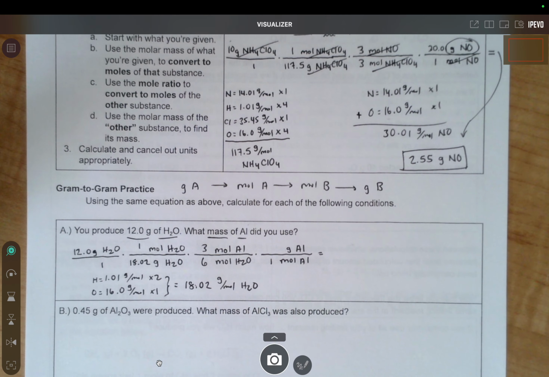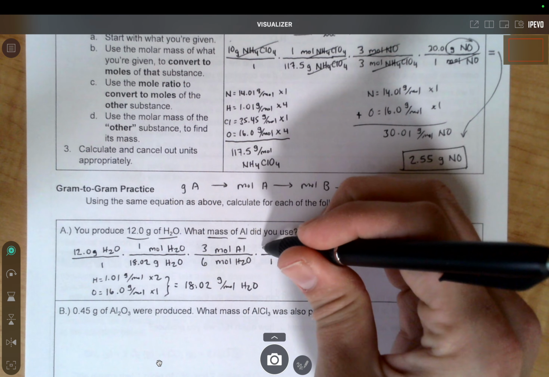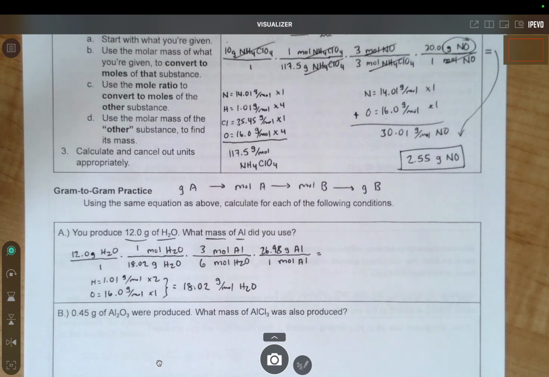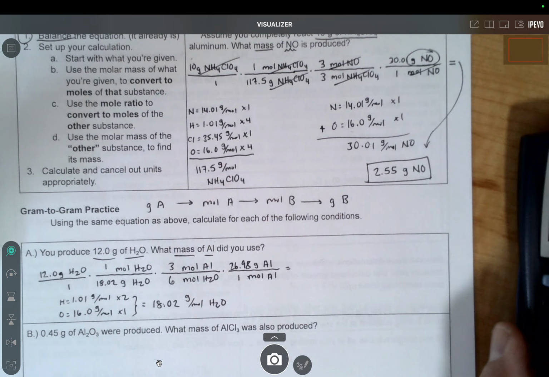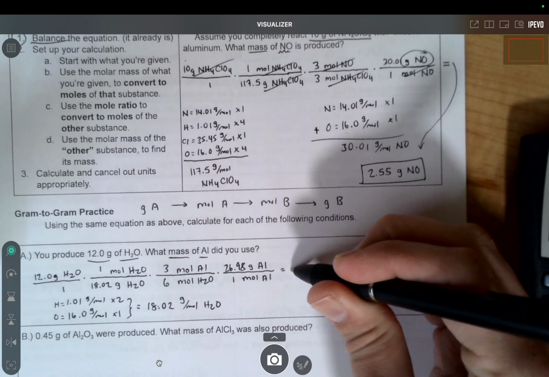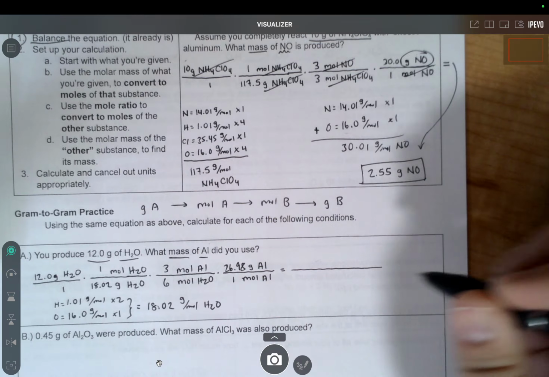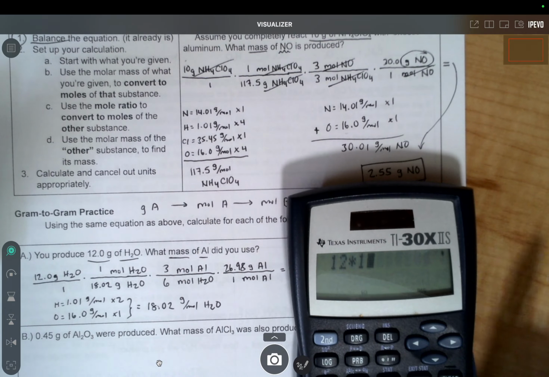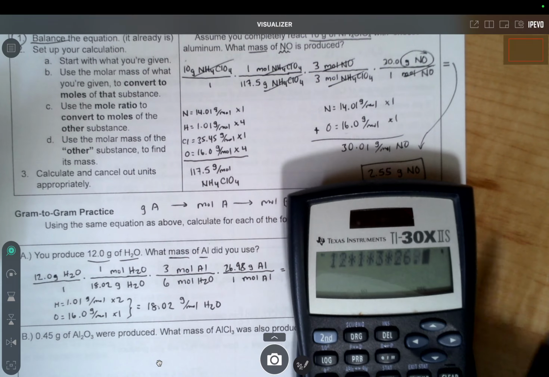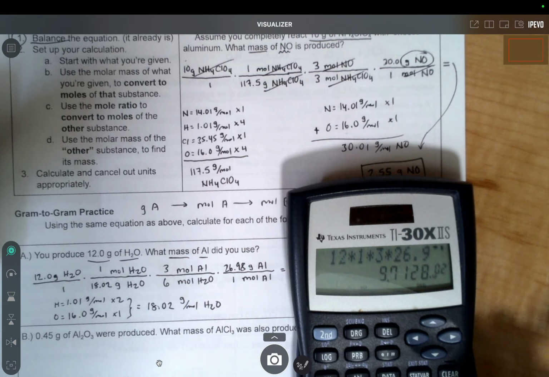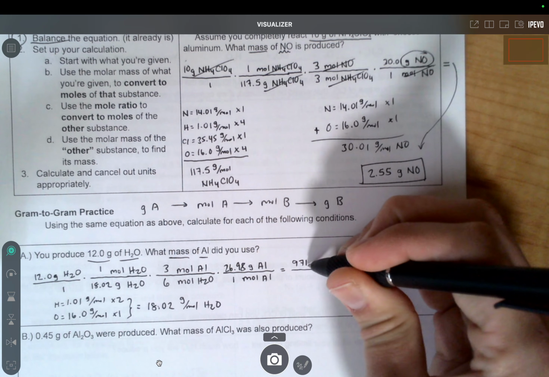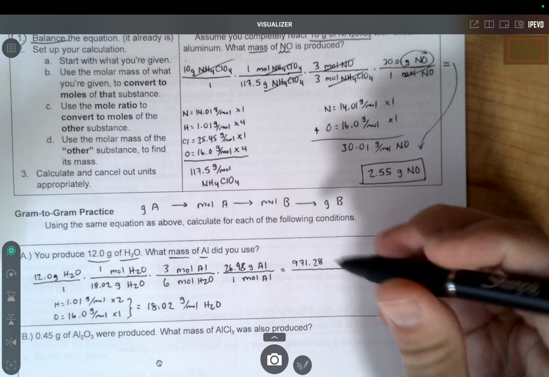Molar mass of aluminum, 26.98 grams per mole. Now, when I plug in all these numbers together, I'm actually going to do it the other way this time, where I'm going to get the whole big fraction. So 12 times 1 times 3 times 26.98 is a really big number, 971.28. Again, don't round in your answer until the final answer.